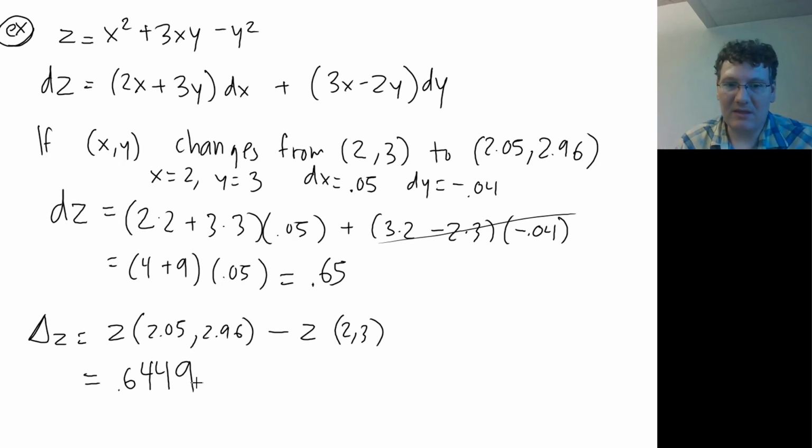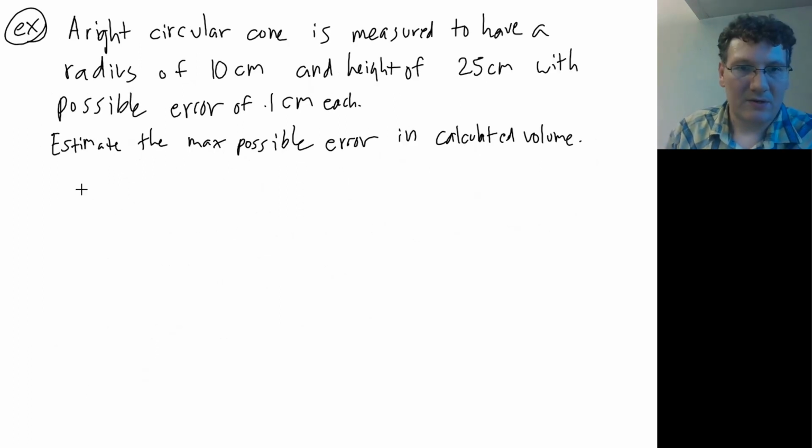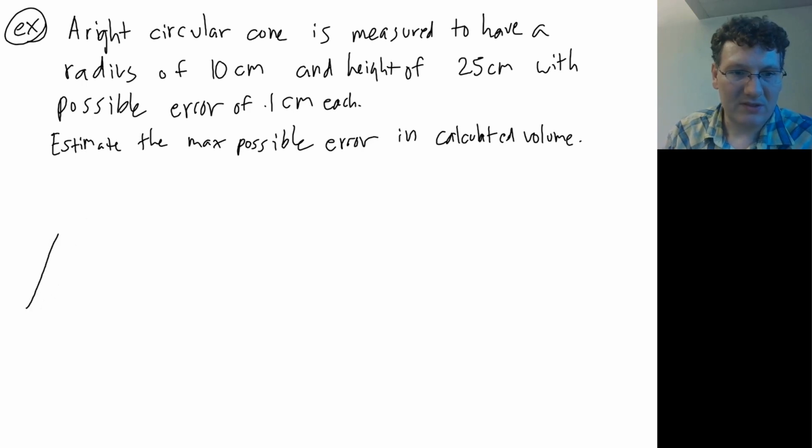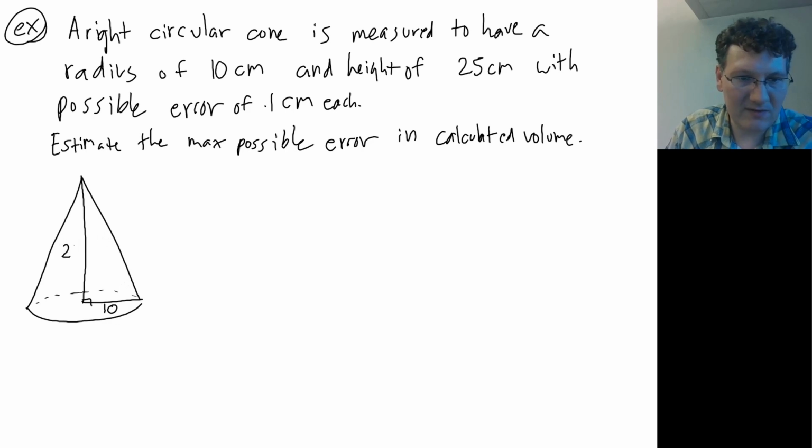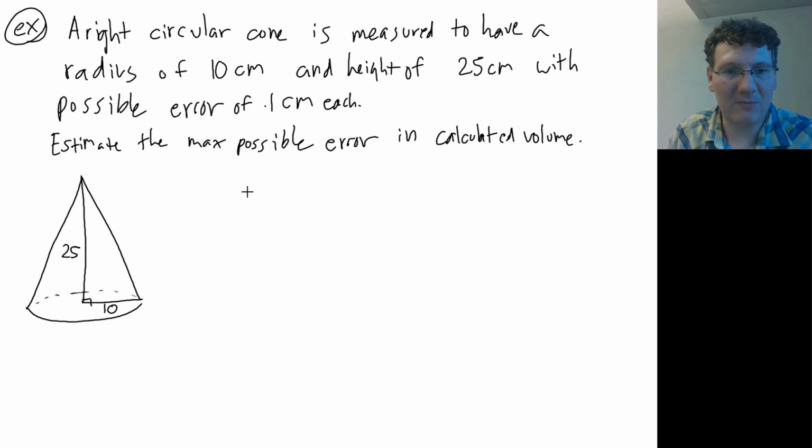And so you can use these differentials to give you approximate maximum errors when you're using linear approximations, just as we could when we had functions of one variable. Take another example. Here we have a right circular cone, which is to say going straight up, it meets the base at a right angle, right in the center. It's measured to have a radius of 10 centimeters and a height of 25 centimeters, but there's a possible error of 0.1 centimeter in each of these two dimensions. We want to estimate the maximum possible error in the calculated volume using differentials.